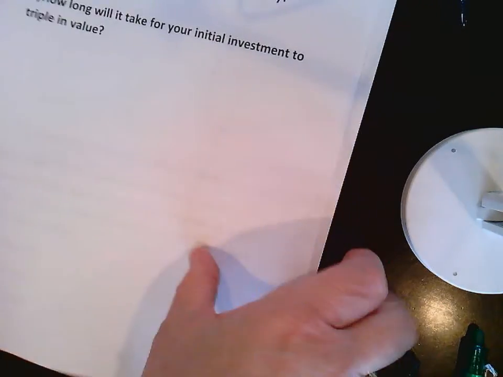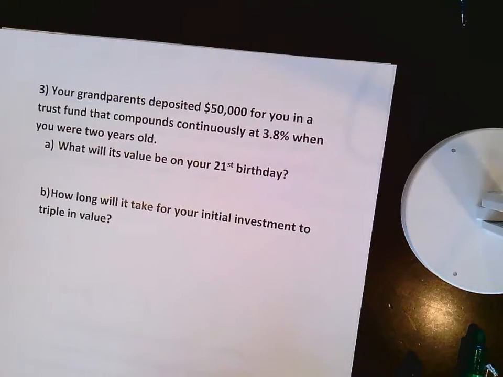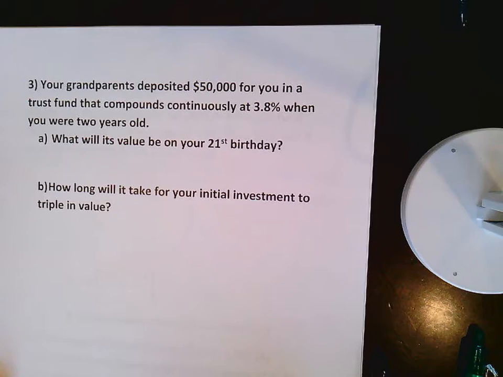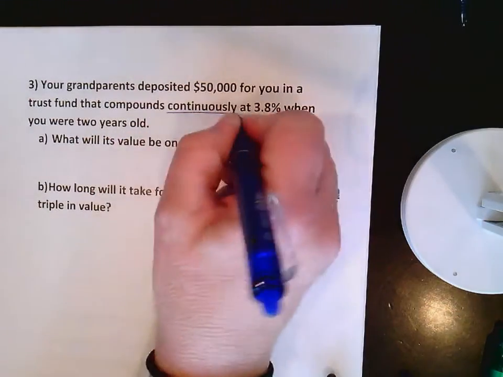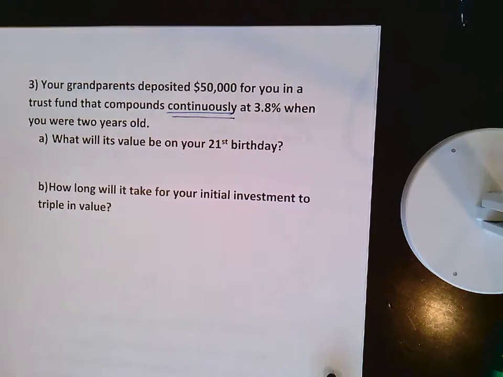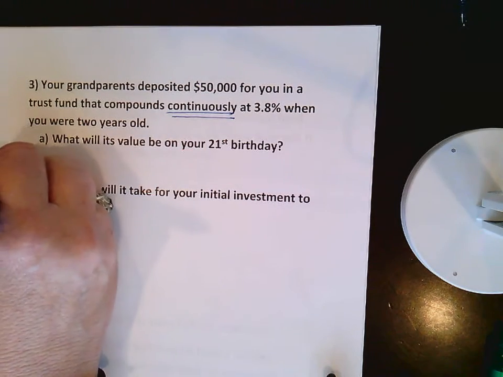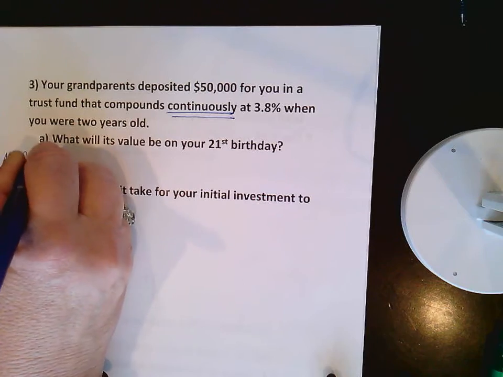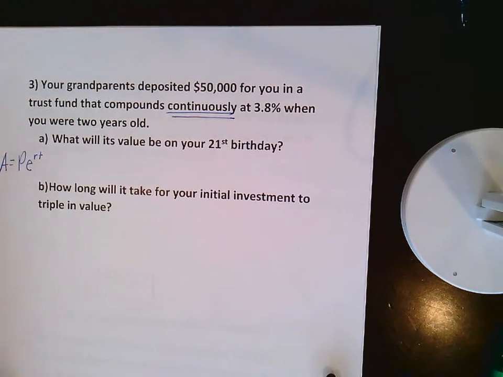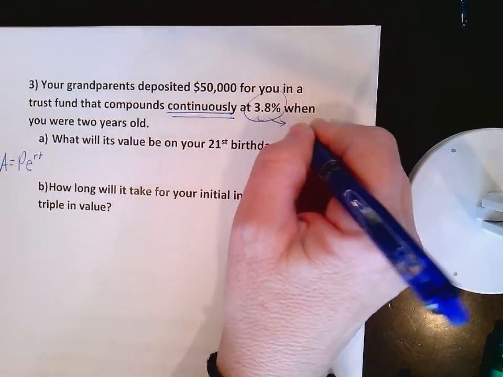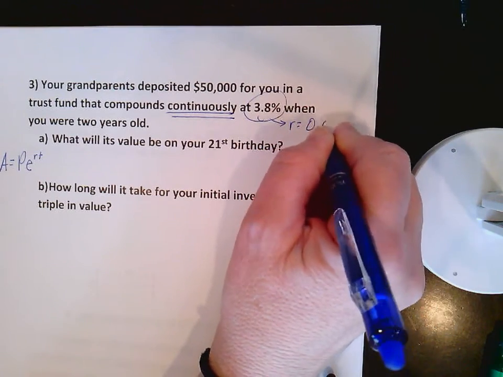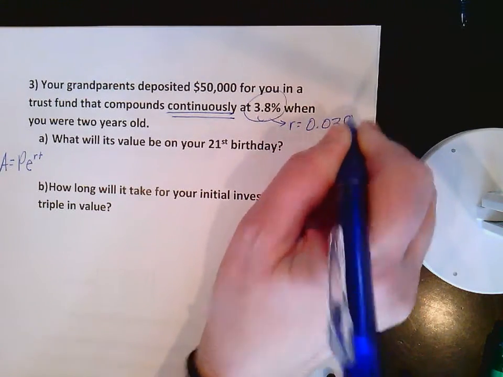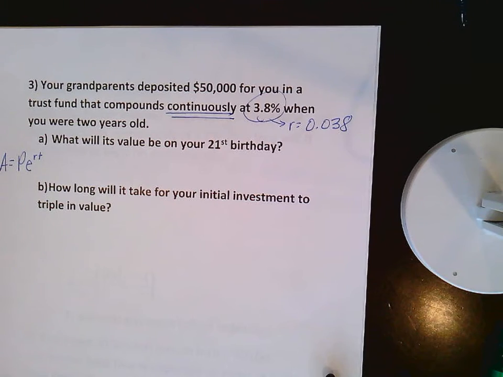Okay, next one. I love this one. Your grandparents put $50,000 for you in a trust fund. Wouldn't we all love to have that trust fund? And it compounds continuously, which means that I'm going to have my continuous formula, A equals P e to the RT, at 3.8%, which as a rate we change to a decimal, is 0.038, when you were 2 years old.